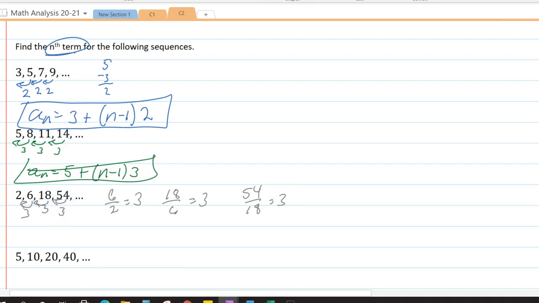So now I know I have a geometric sequence, which means I have a sub n is equal to a1 times r to the n minus 1. So our a1 was 2. A sub n is equal to 2. Our common ratio is 3. And our exponent is n minus 1.